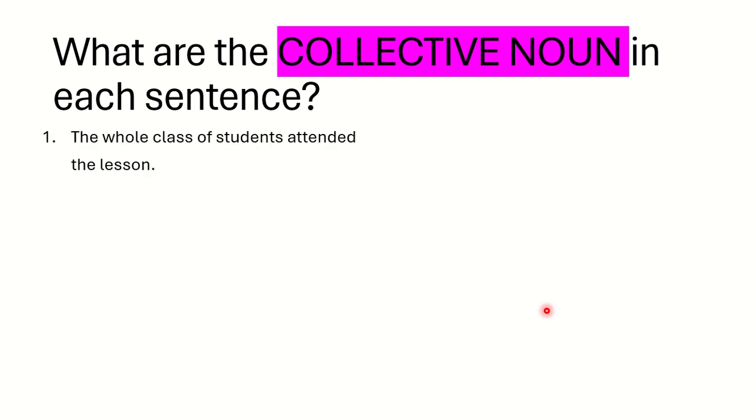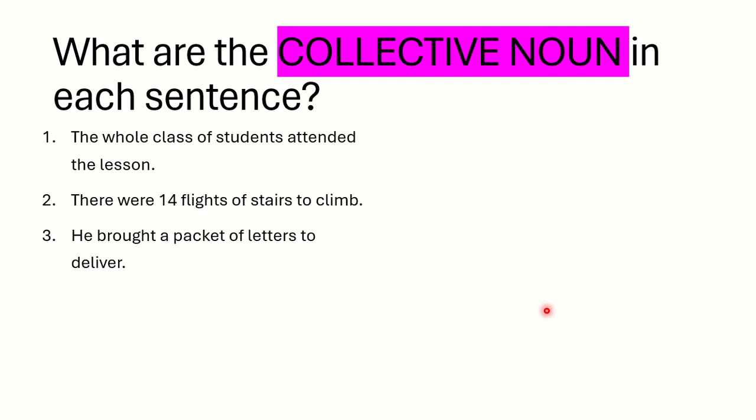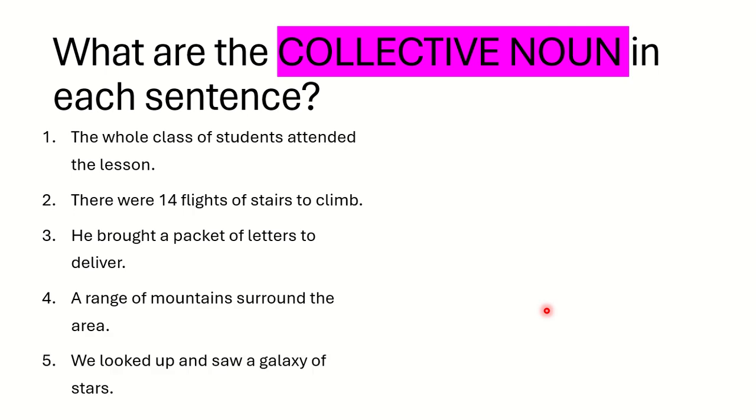The whole class of students attended the lesson. There were 14 flights of stairs to climb. He brought a packet of letters to deliver. A range of mountains surround the area. We looked up and saw a galaxy of stars. You may pause this video to answer your questions. Now let's have a look at our answers.